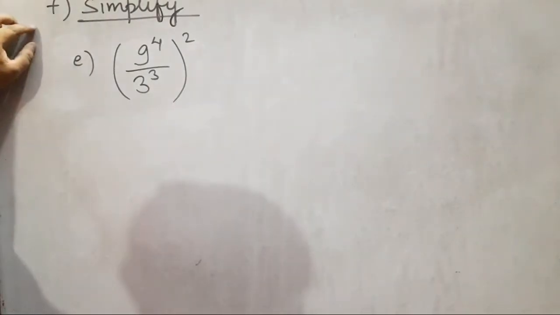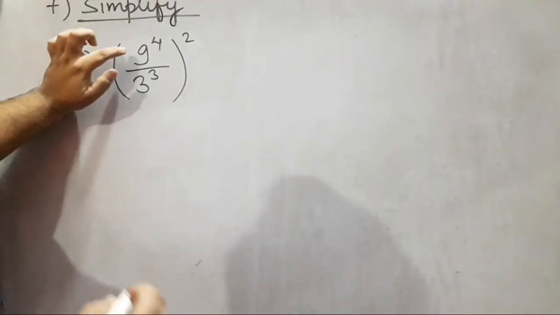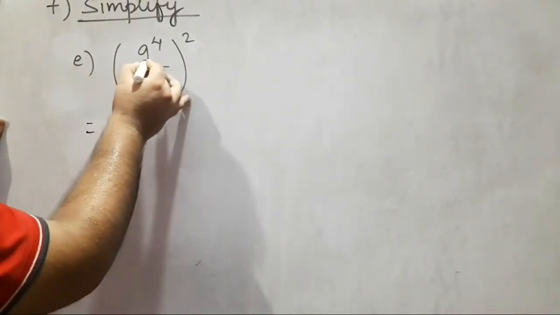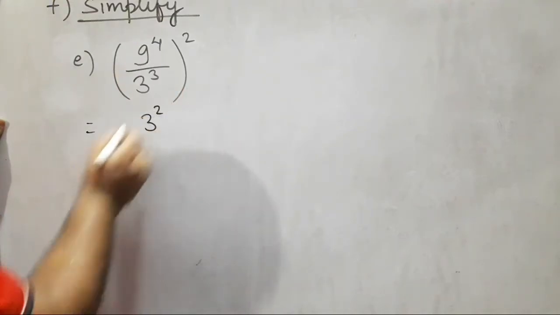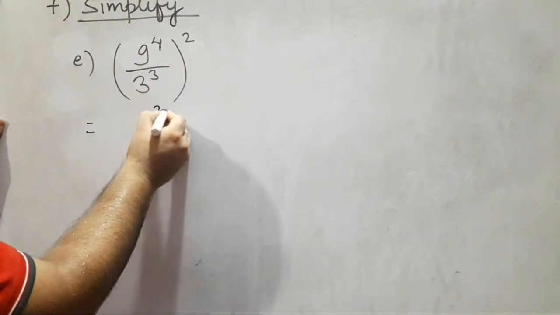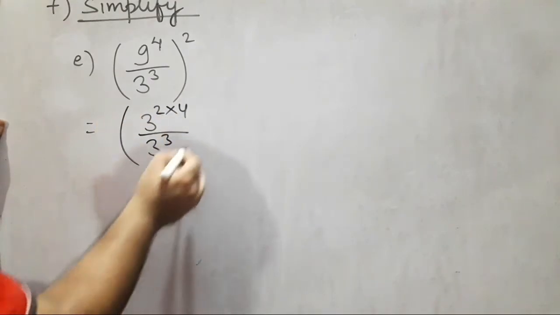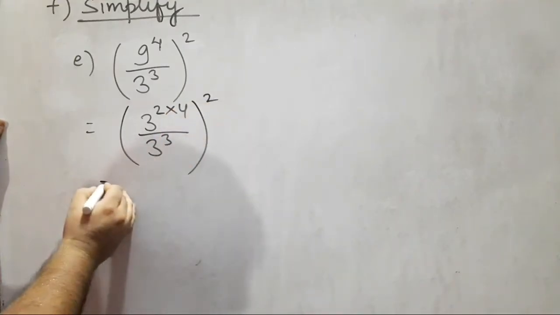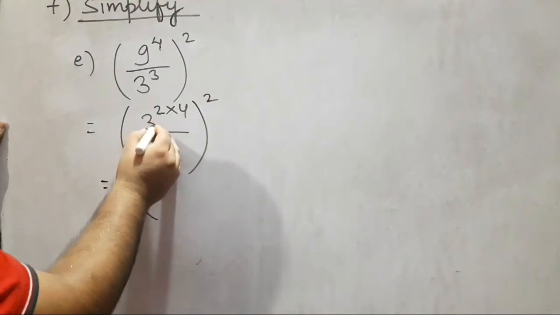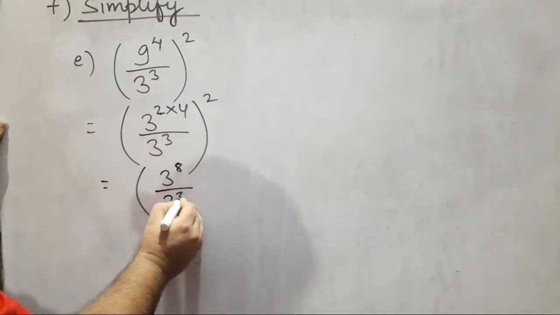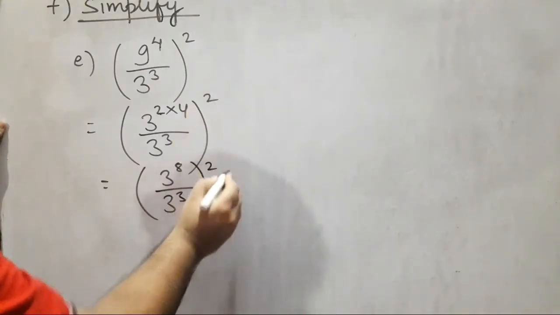Okay. The next question, 9 power 4 by 3 power 3 bracket power 2. Now I shall convert this base 9 into the base 3. I can write this 9 as 3 power 2. And this power 4 shall multiply this power 2 by 3 power 3 bracket power 2. 3 power 2 into 4 is 8 by 3 power 3 power 2.